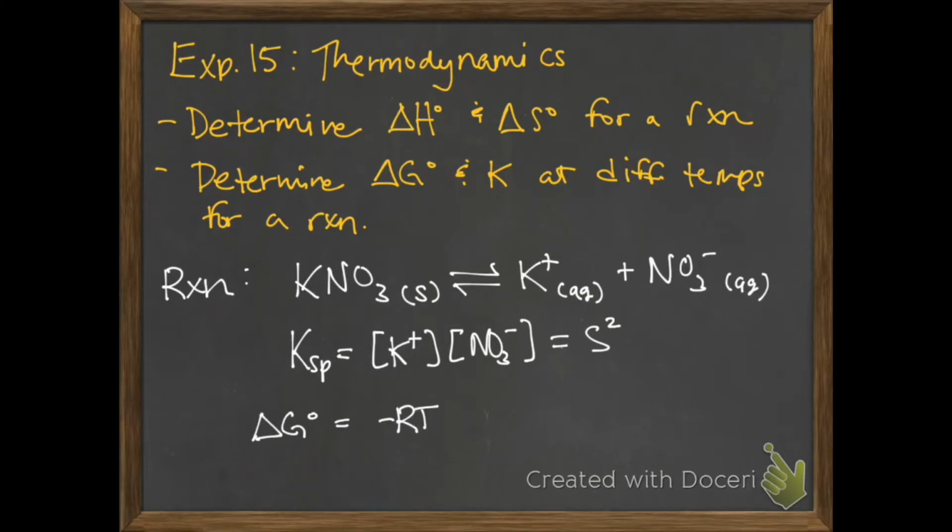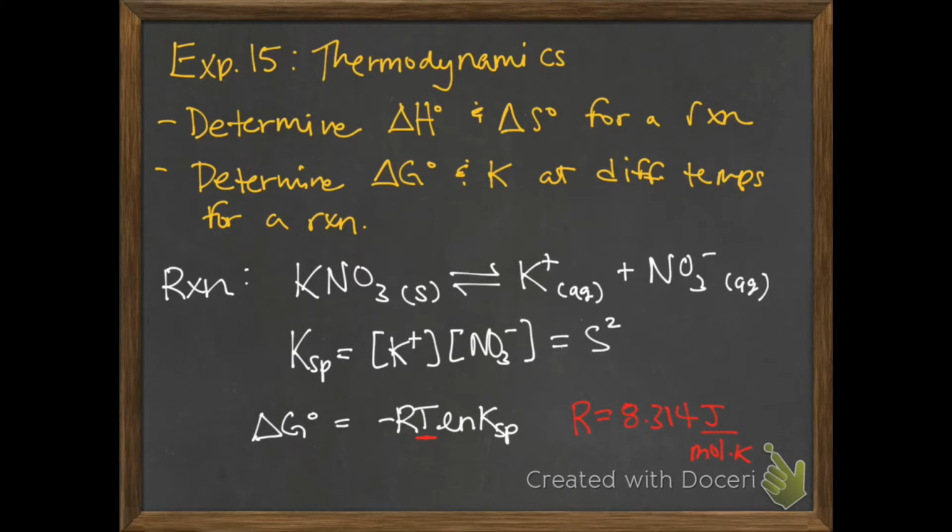And we have learned that we can relate ΔG° to K, and ΔG° is negative RT natural log of the K, in this case, the Ksp. So you can see in this equation that ΔG° and Ksp are temperature dependent. And in this equation, R is equal to 8.314 joules per mole Kelvin. So we will calculate the solubility at different temperatures, which gives us Ksp at different temperatures, which gives us ΔG° at different temperatures.